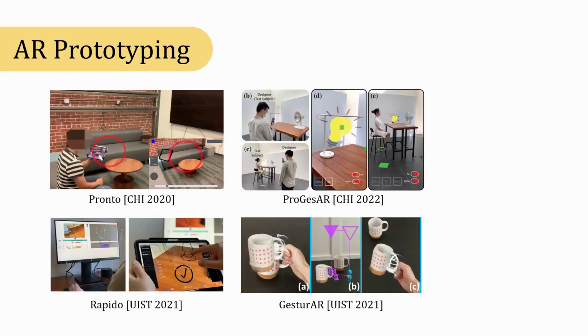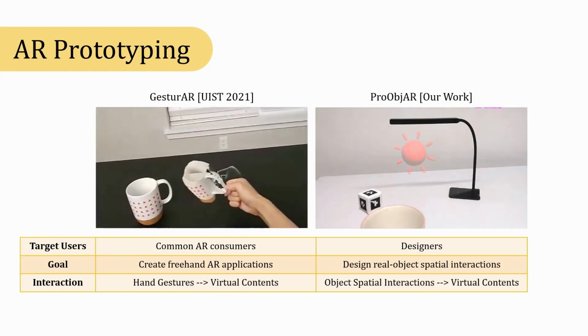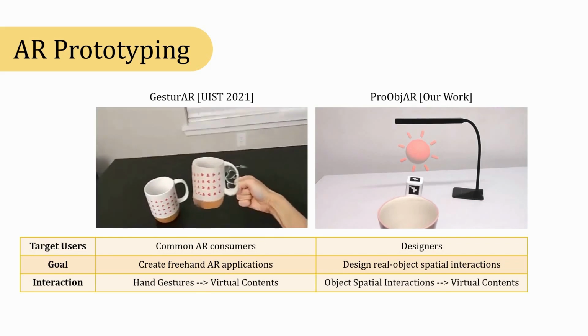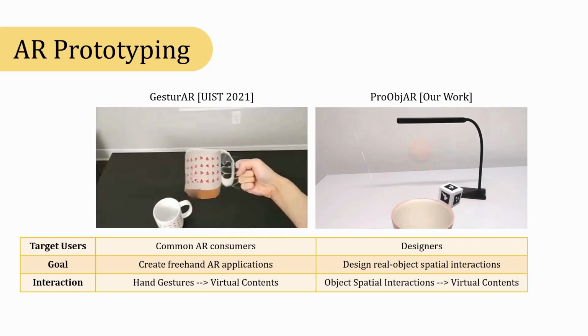Recently, AR prototyping brings new possibilities, but most of the tools focus on prototyping AR experience from the perspective of human instead of the spatial interactions of the objects. Compared to very recent work, Gesture AR, we want to provide designers with a solution to prototype real object spatial interactions. So, in our motivation, the real-world object will be a driver, virtual content will be a representative of ultimate functions.